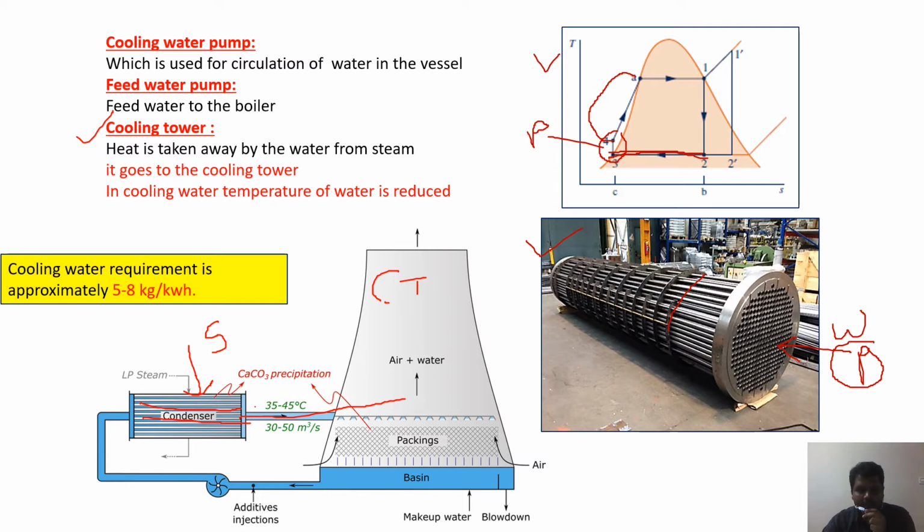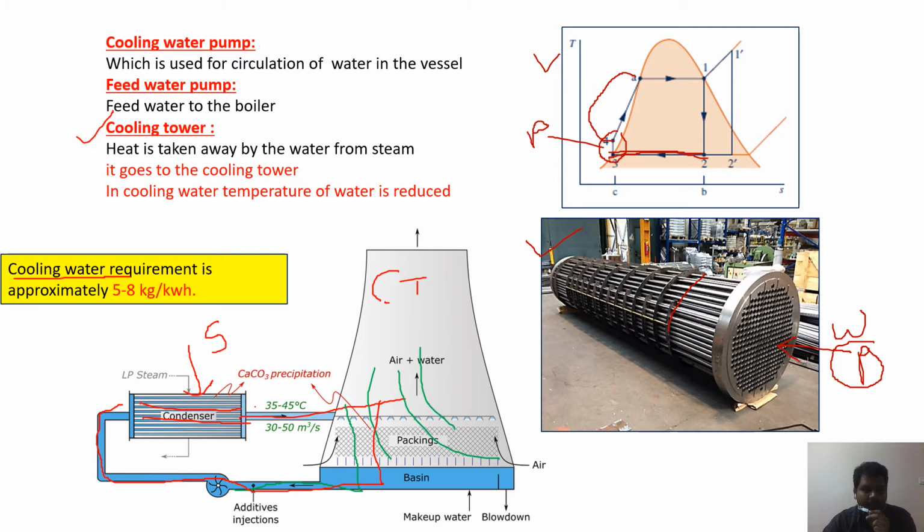In the cooling tower we pass cooling air. This air takes heat from the hot water, which is again converted into cooling water. That water is again sent to the condenser. Here the use of the cooling tower is that we are reusing the water. For example, let me tell an example.